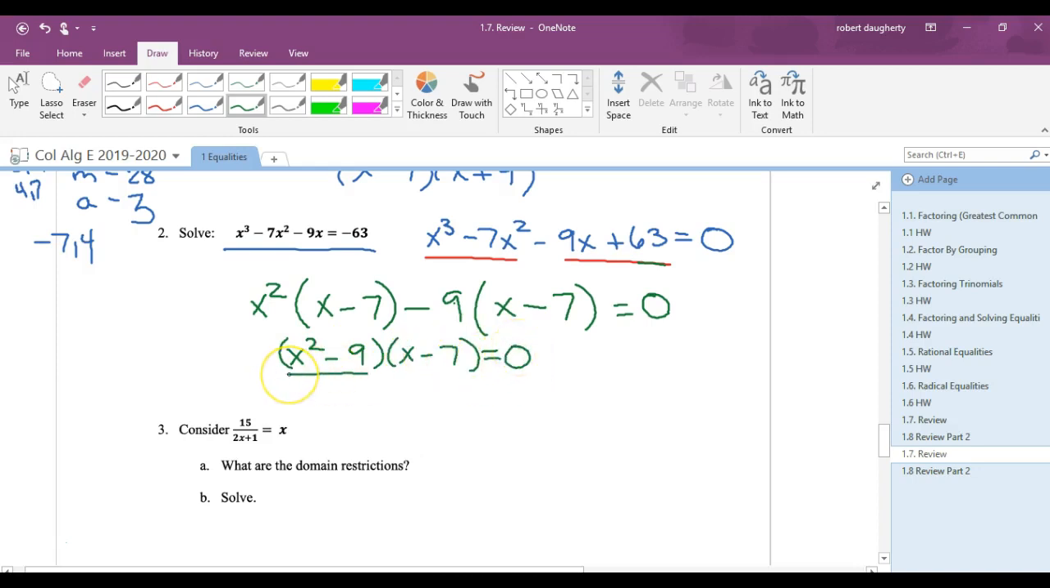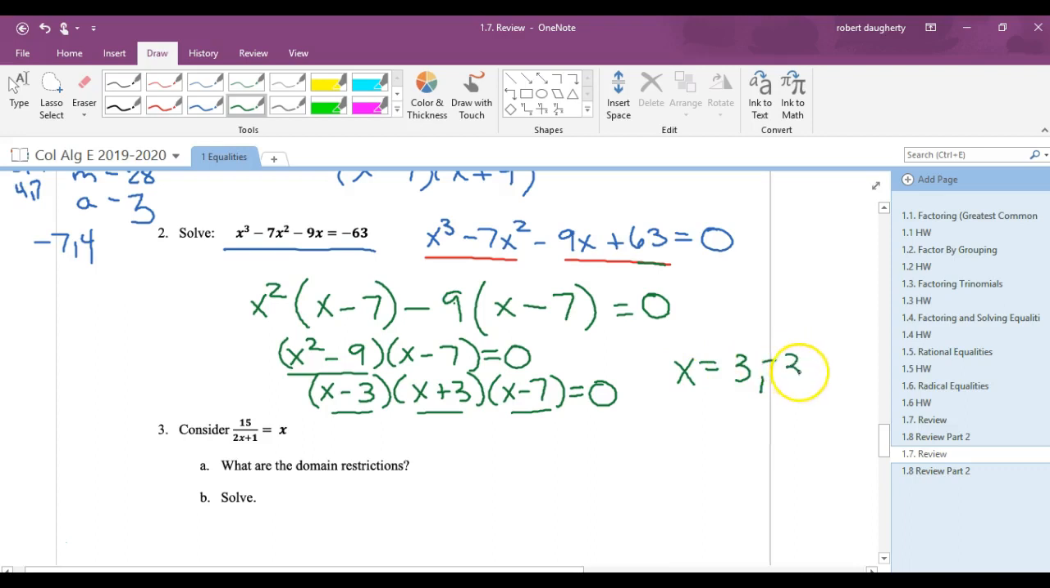Always keep asking, am I done? No, that looks like the difference of 2 squares. This is x minus 3, x plus 3, x minus 7 equals 0. You set each of these factors equal to 0 to find that your solution is x equals 3, -3, or 7. Those are your solutions to this equation.